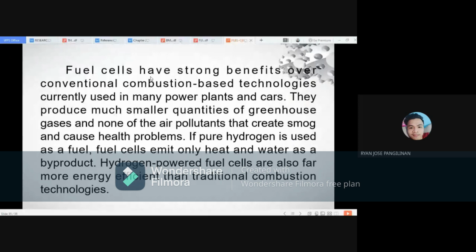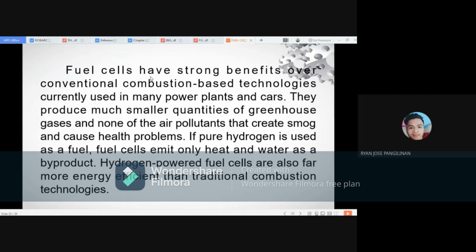Fuel cells have strong benefits over conventional combustion-based technologies currently used in many power plants and cars. They produce much smaller quantities of greenhouse gases and none of the air pollutants that create smog and cause health problems. If pure hydrogen is used as a fuel, cells emit only heat and water as a byproduct. Hydrogen-powered fuel cells are also far more energy efficient than traditional combustion.